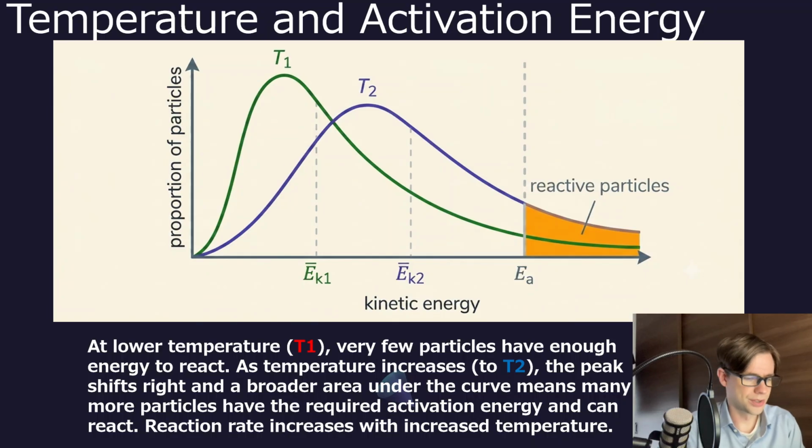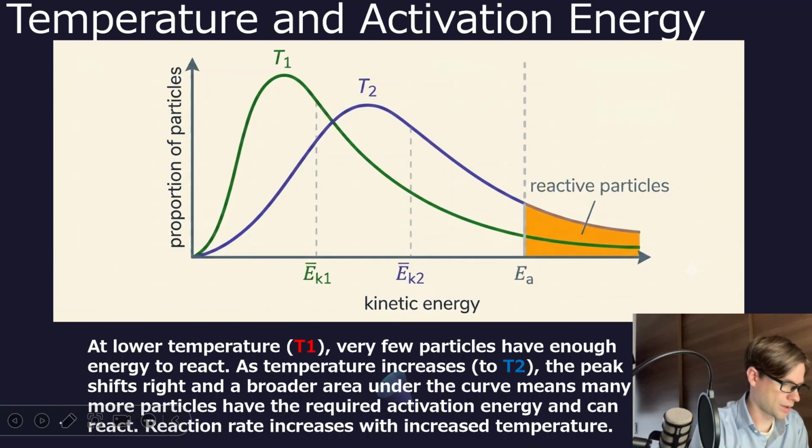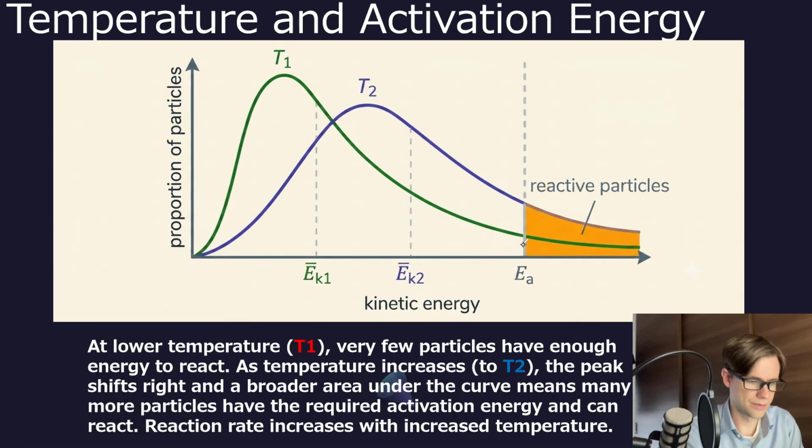Activation energy is just a point on the x-axis, a value here. You can imagine it like a vertical line, right? This line. Anything above that and underneath the area of our curve will be able to chemically react. It has enough kinetic energy, and if it collides and has the right orientation, we will have a chemical reaction.